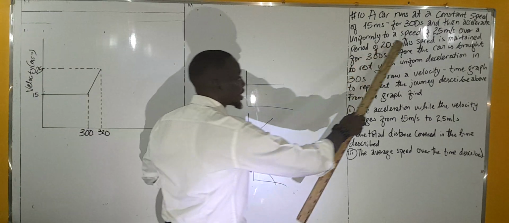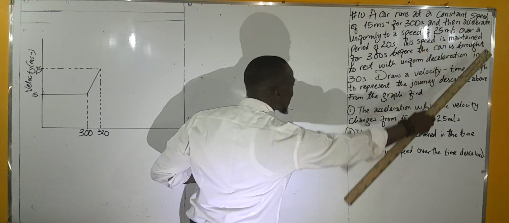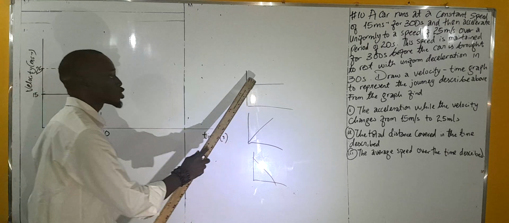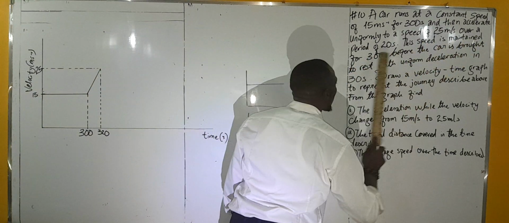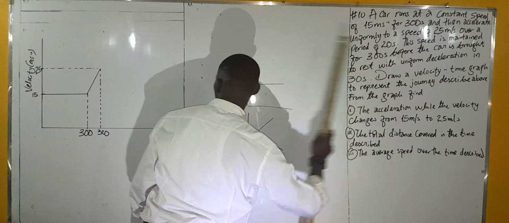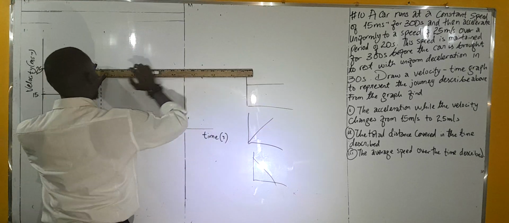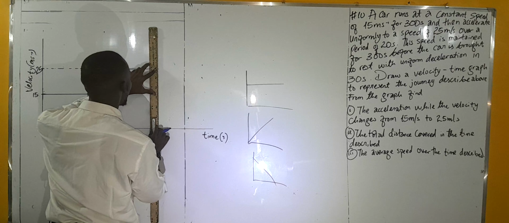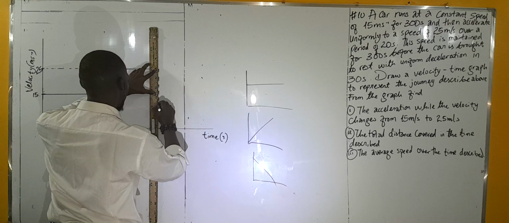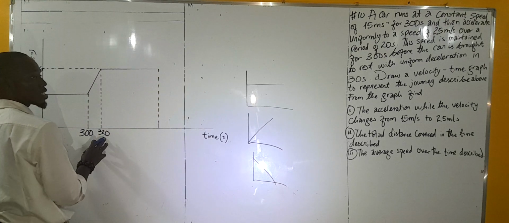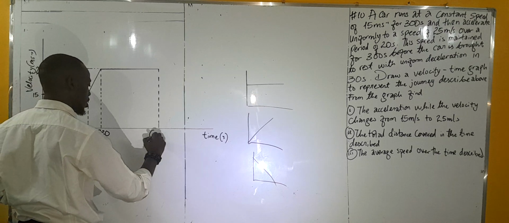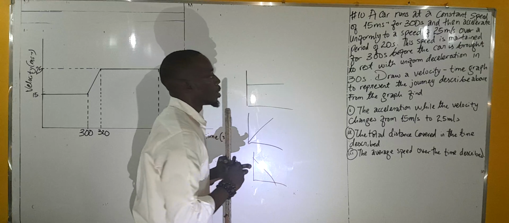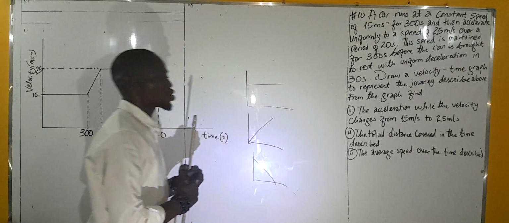Over a period of 20 seconds, first off, this speed is maintained. It's the same thing. Maintained, constant. So we're going to be drawing this. This speed is maintained for 300 seconds. So it will be 320 plus 300, 620 seconds. Okay?